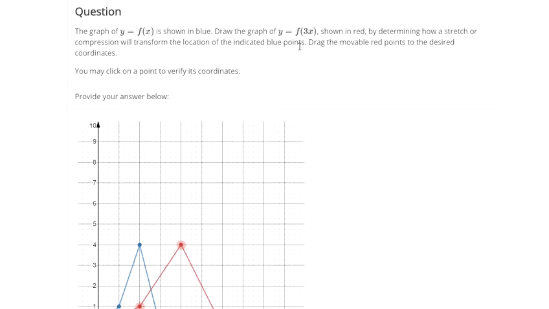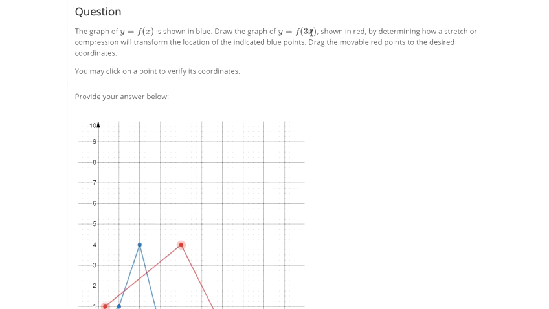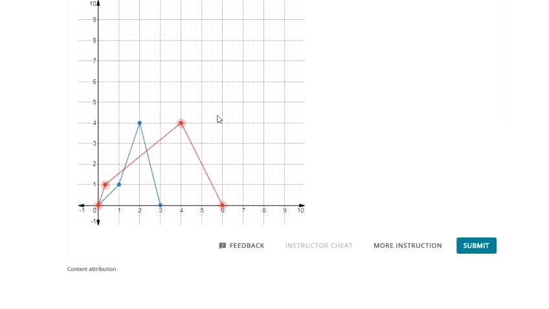So f of 3x, that means I should be getting to the first point, 1, 1, in 1/3 the time, right? Because we're doing things 3 times as fast. So 0 to 1, that's 1/3 distance on this new graph because it's times 3. From 1 to 2, that's also another third.